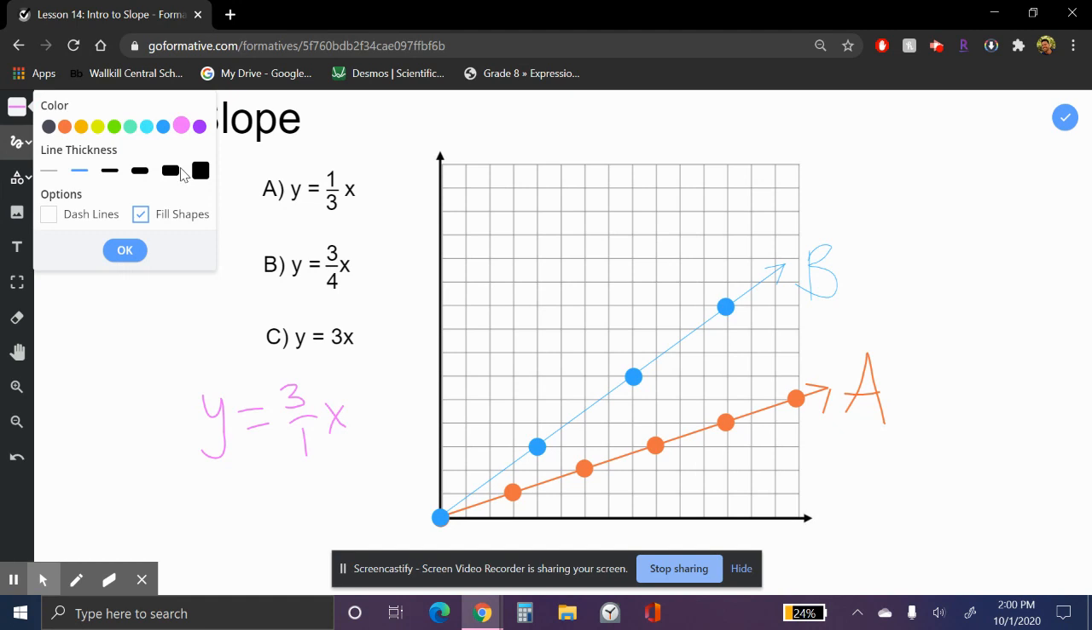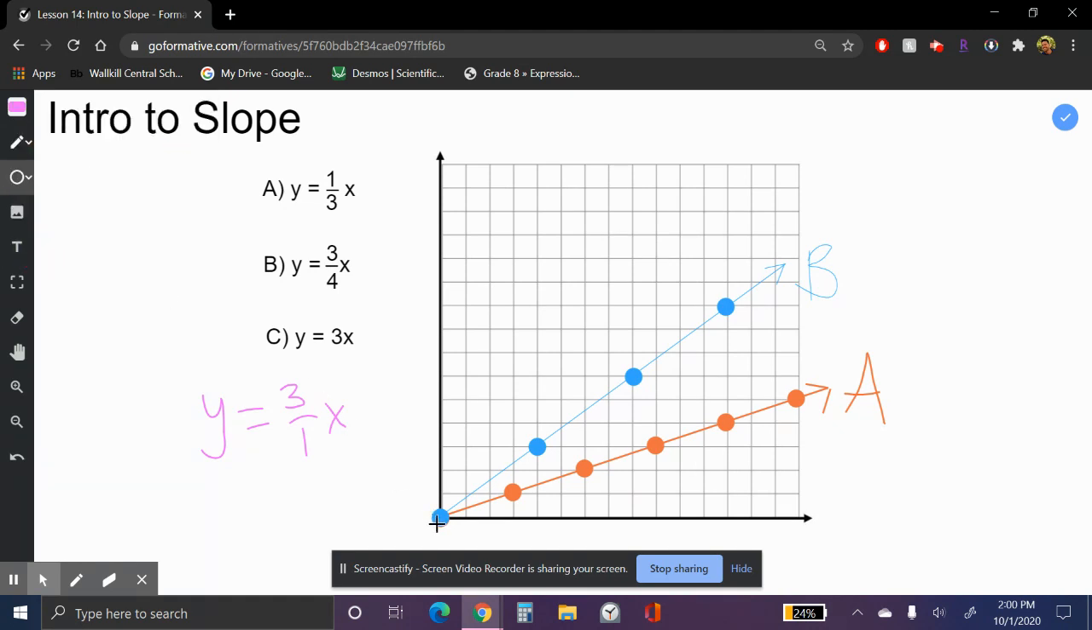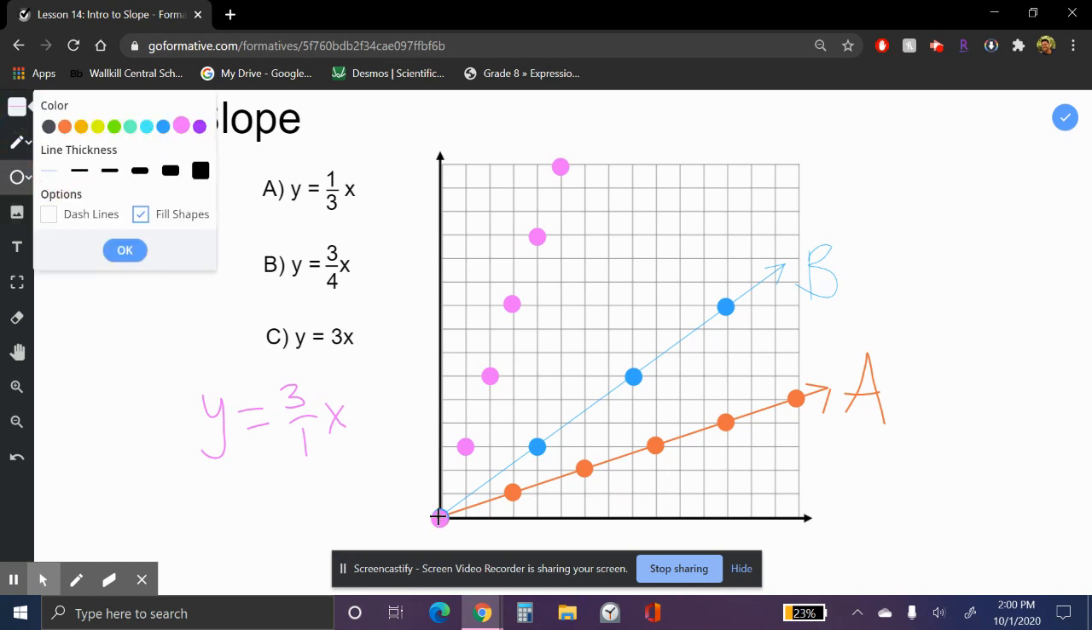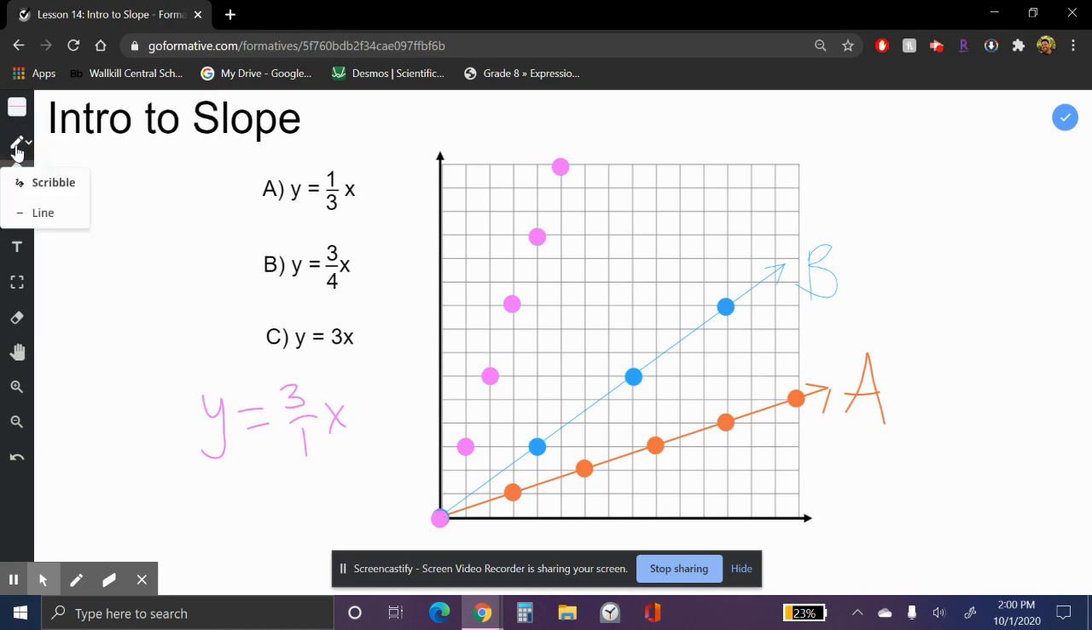Again, I'm going to change the thickness and create my points. Okay, start at the origin. Up 3, to the right 1. Up 3, to the right 1. Up 3, to the right 1. Up 3, to the right 1. And I keep going up 3, to the right 1, all the way to the top. I can fit that one in. Change the thickness of the line. Make sure it's not the scribble. Yep, line. Connect the dots. There we go. Arrowhead. Beautiful. And I'm going to scribble in C.